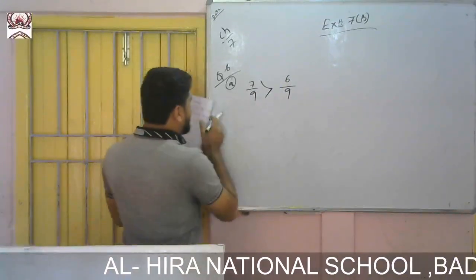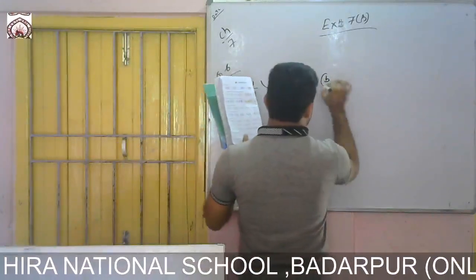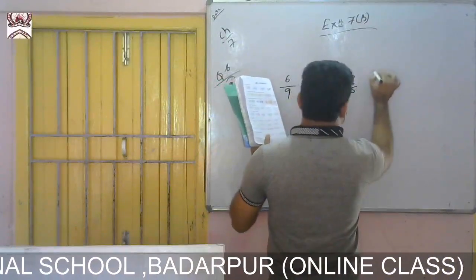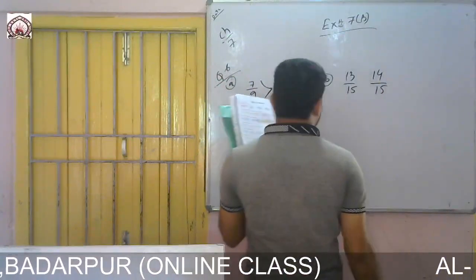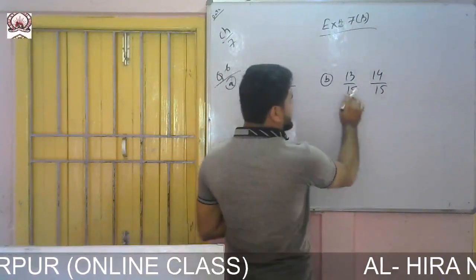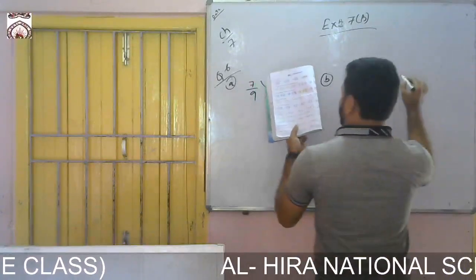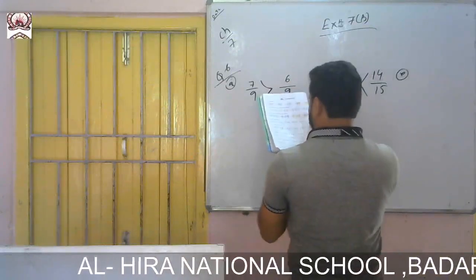Now you see question number B. Question number B, what is that? 13 by 15 and 14 by 15. Obviously this one is greater and this one is less. So this symbol. Okay, now come to question number E. The rest are all the same, you can do.